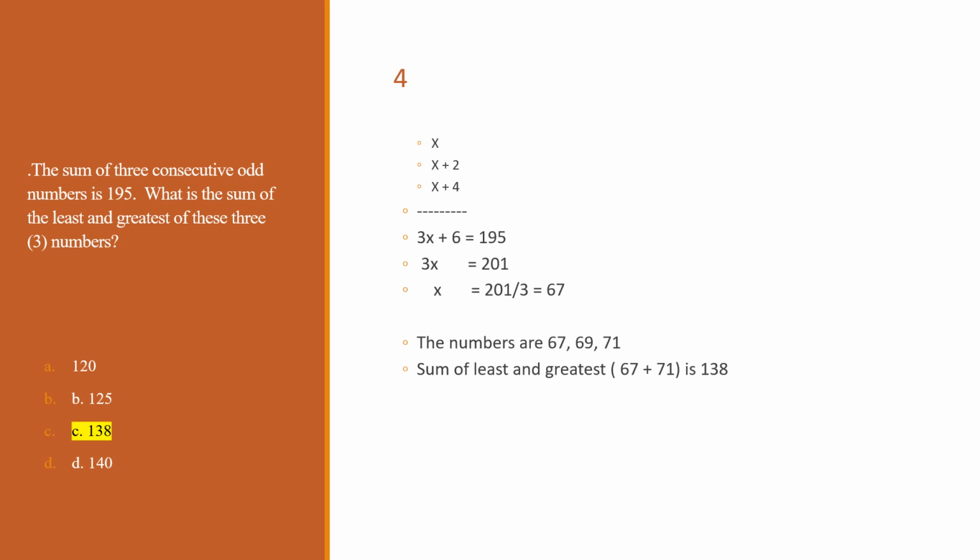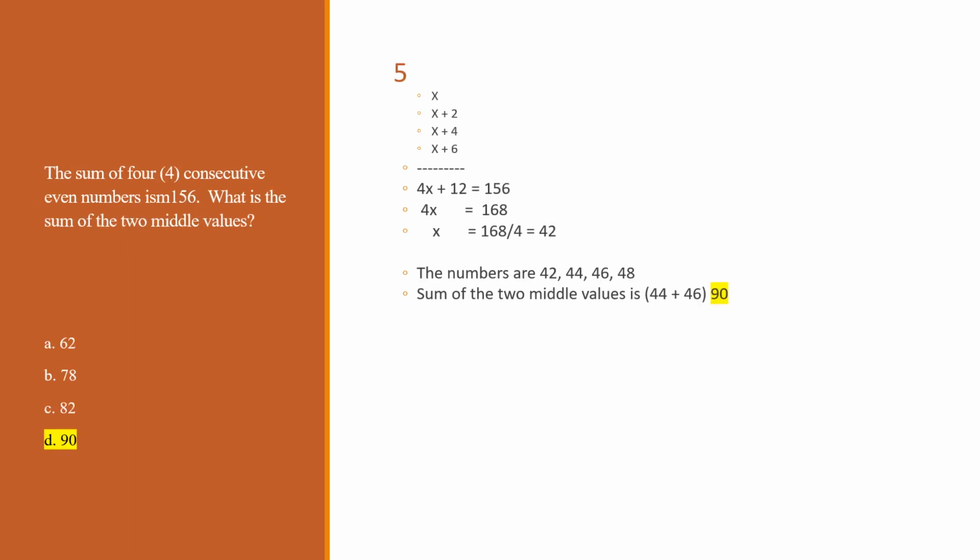And because we are asked for the sum of the least and the greatest of these three numbers, these are the values 63 plus 67, which is equal to 130. For number 5, we are asked to find the sum of the two middle values of four even numbers. Okay? 4 even consecutive numbers.